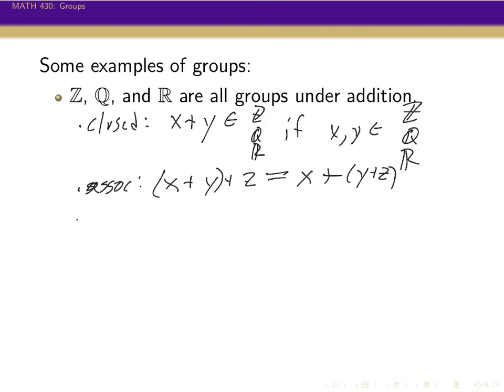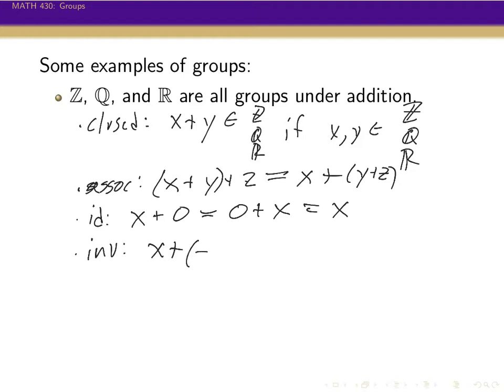So our identity, well, if I do x plus 0, same thing as 0 plus x, that's always going to return me back x for either integers, rational numbers, or real numbers. And last but not least, our inverses. Well, what am I going to add to x to get 0? I'm just going to add minus x. And so that works for all three of these groups with addition.